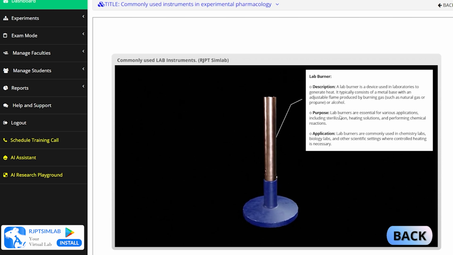The purpose is that lab burners are essential for various applications, including sterilization, heating solutions, and performing chemical reactions. The application of this instrument is that lab burners are commonly used in chemistry labs, biology labs, and other scientific settings where controlled heating is necessary.